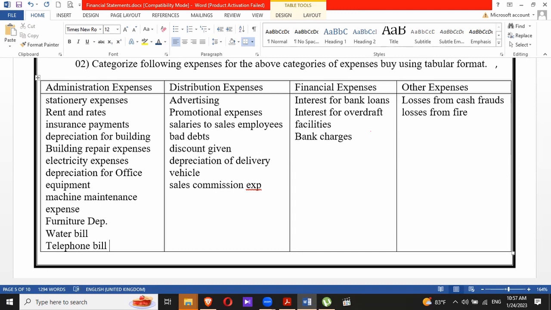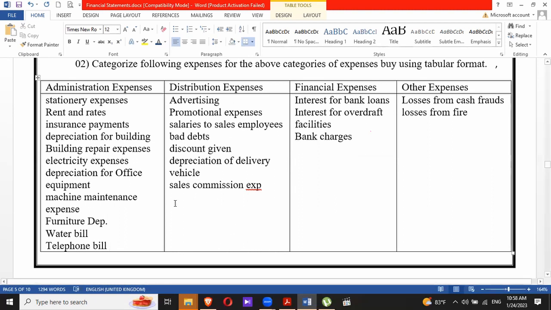Right? So this is the classification of expenses. Look at the administration expenses column again. I told you administration expenses means the expenses which are related to general administration purpose. General office expenses, we call them administration expenses: stationery, rent and rates, insurance, depreciation for building, building repair expenses, electricity expenses, depreciation for office equipment, machine maintenance expense, furniture depreciation, water bill, telephone bill come under administration.